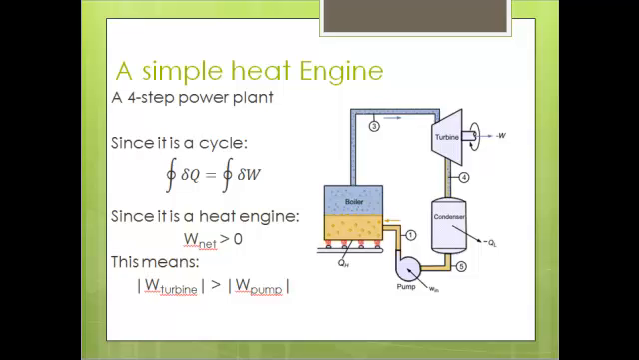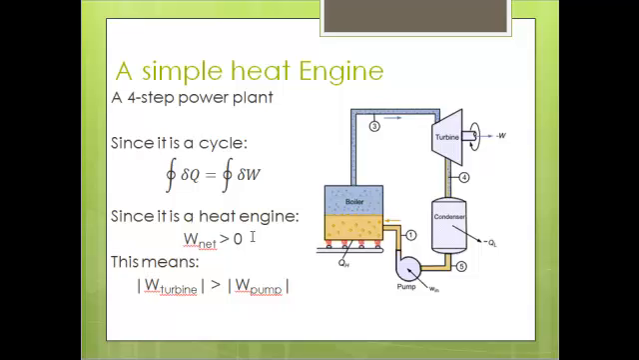Now, this is a very simple concept of a heat engine. So this is just a 4-step power plant. It's actually very similar to how actual power plants work. As I go through this, in this particular case, I go through a boiler, then a turbine, then a condenser and a pump, and eventually I get back around to being the same initial state. Now, because it is a cycle, I know that the net work equals the net heat transfer. Okay, that was one of our first law results that we haven't really used, but it was an important and significant one.